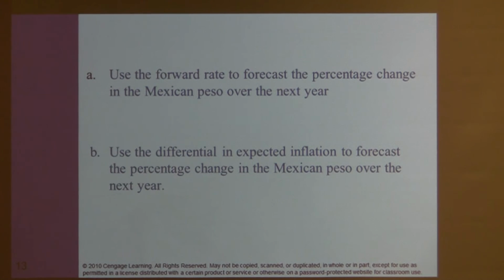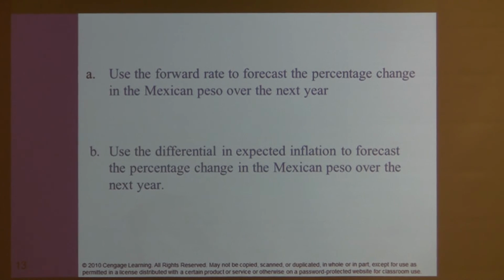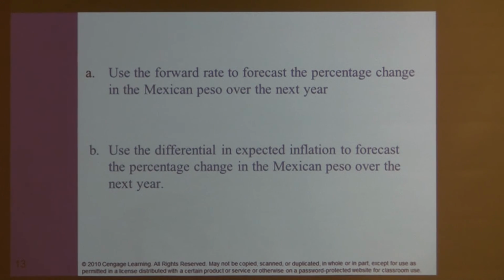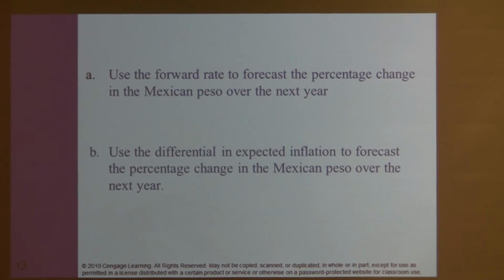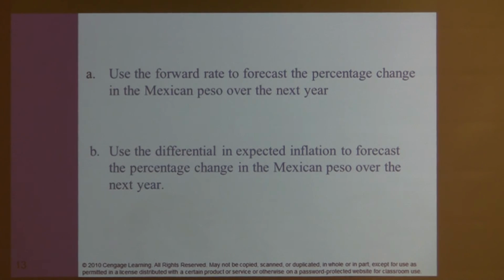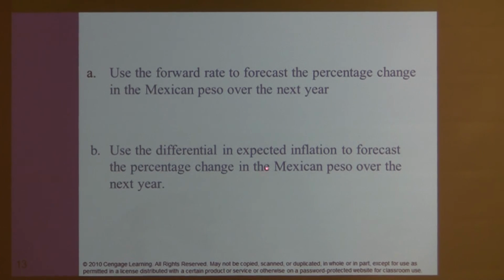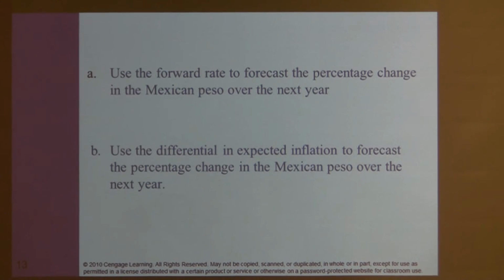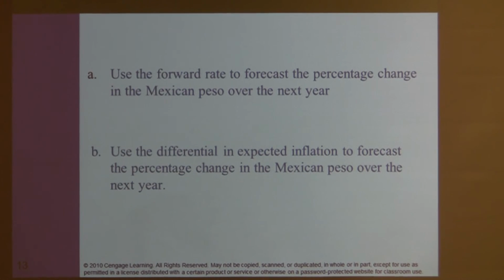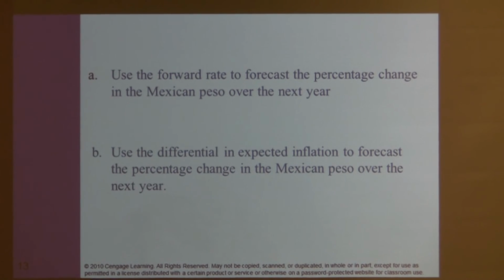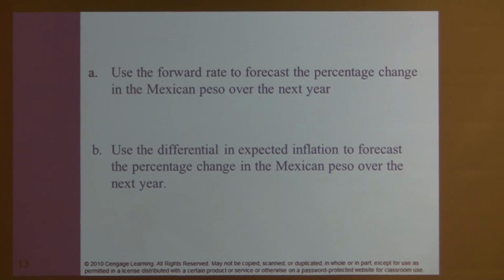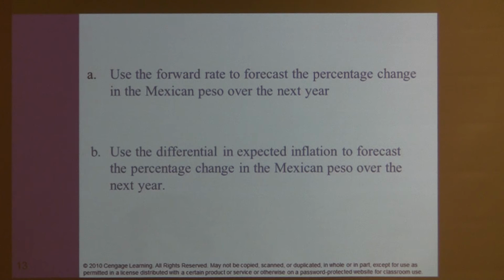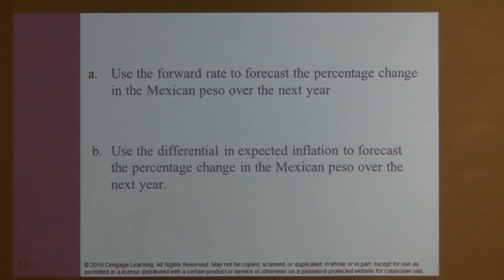So how can we predict the forward premium or the forward discount? What is the forward premium or discount? And the second part, perhaps more like what you can expect, is to use the differential in expected inflation over the next year. There, we can use this relationship to predict the future spot rate. So this is what we need to do: you want to predict or forecast the future spot rate.